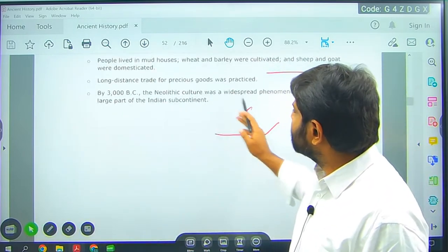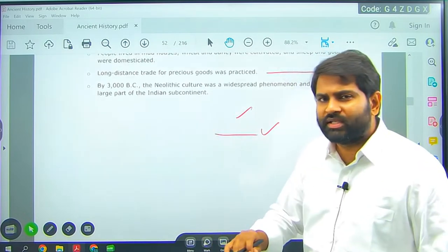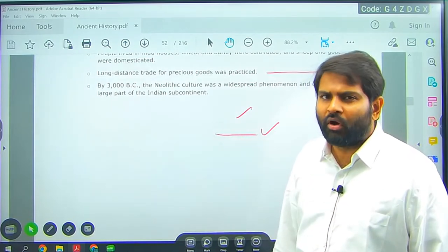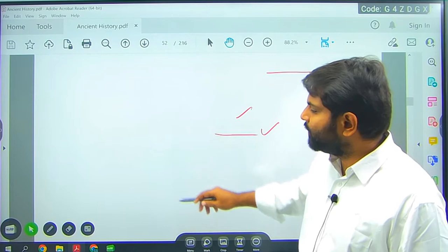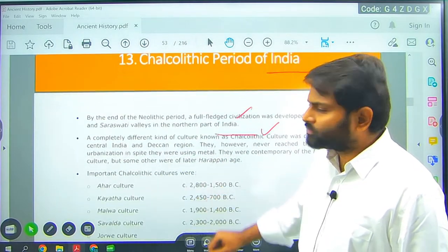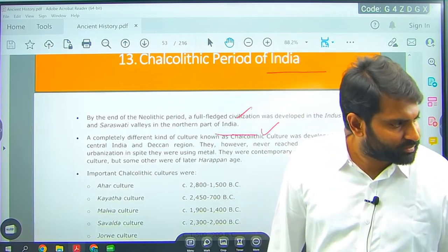By 3000 BC, the Neolithic culture was a widespread phenomenon and covered a large part of the Indian subcontinent. You can see that from 3000 to 2000, Neolithic cultures are broad now. More polished tools are available. Domestication is there, right? Agriculture practice is there.